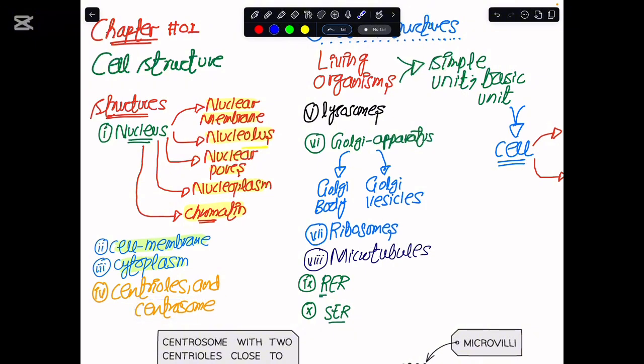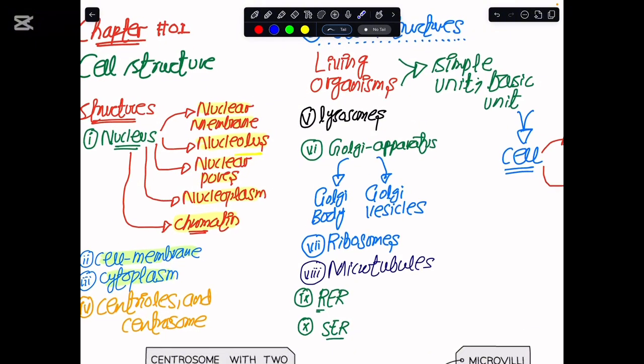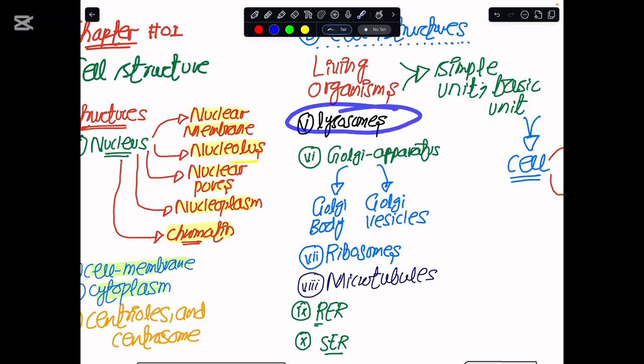Moving onward, we have some membrane-bound organelles within the animal cell. They are called lysosomes. Then we have something new coming here in AS biology, which is termed the Golgi apparatus. In the Golgi apparatus, we have two things to talk about: one is the Golgi body, and the other is the Golgi vesicles. Collectively, they make an apparatus, the Golgi apparatus.